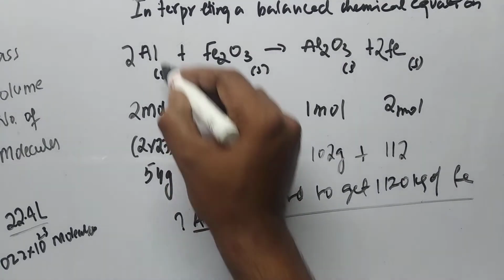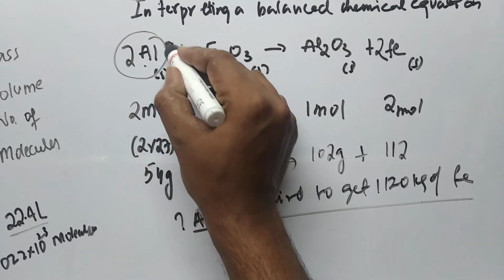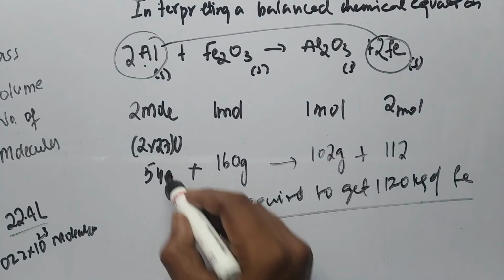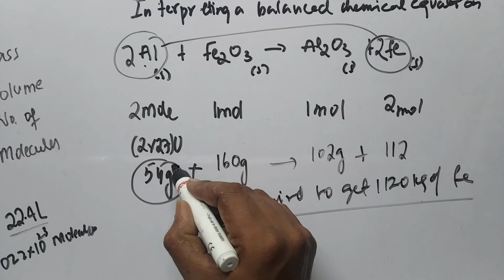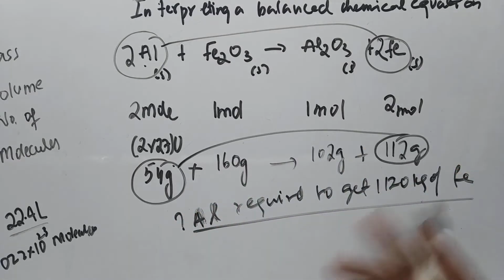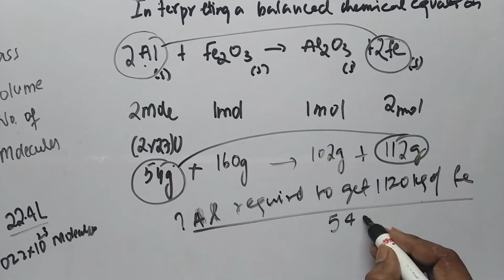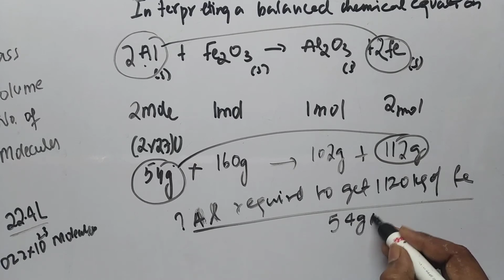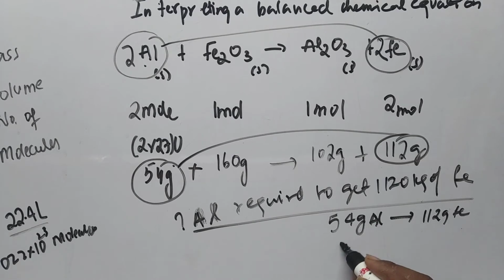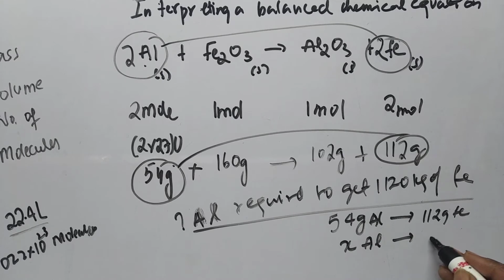From the standard reaction we know that when 2 moles of aluminium react, we'll get 2 moles of iron. If you compare mass to mass relationships, when 54 grams of aluminium react, we'll get 112 grams of iron. We can take this as standard and compare it. We can write here that 54 grams of aluminium gives 112 grams of iron. Now he's asking how many grams, so we'll take x. How many grams of aluminium will produce 1120 kg of iron?